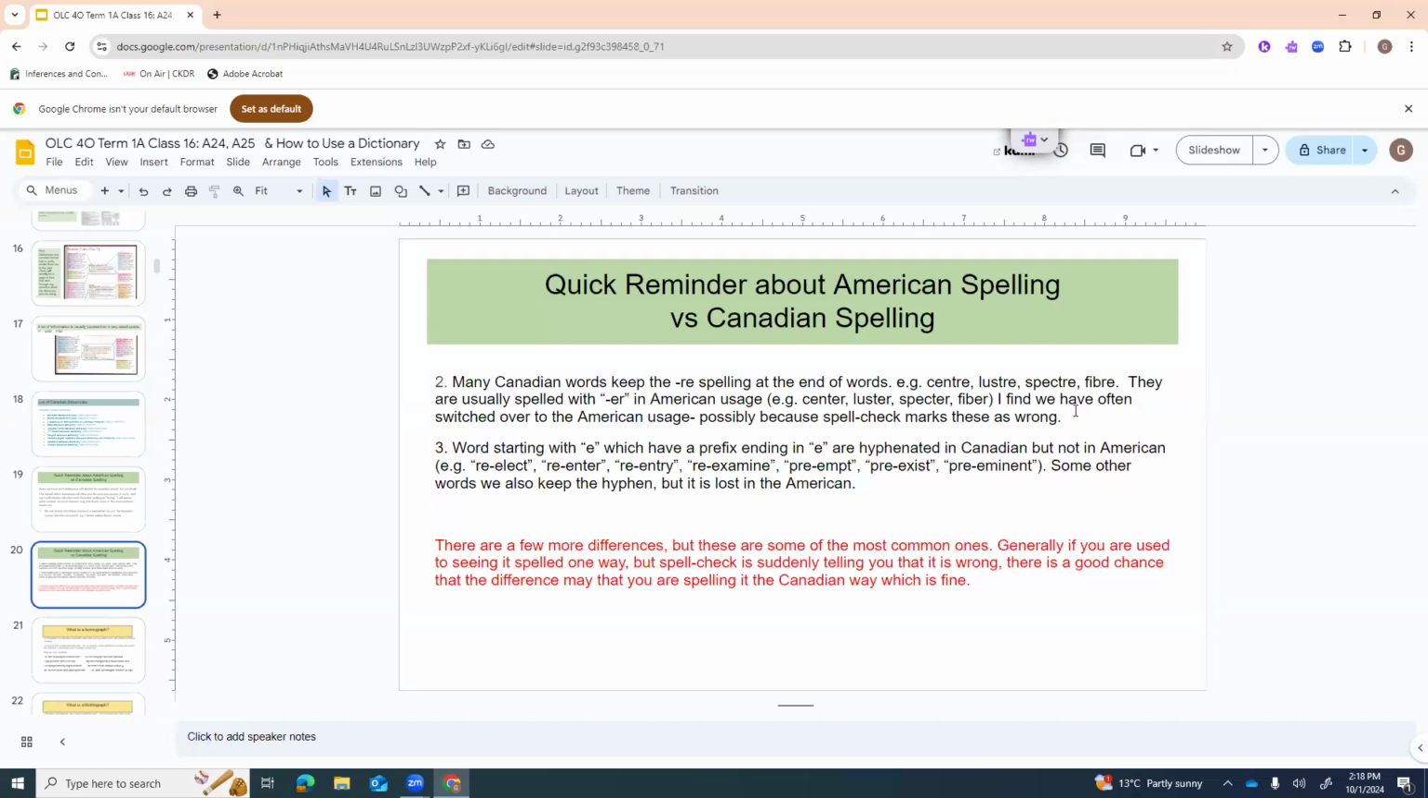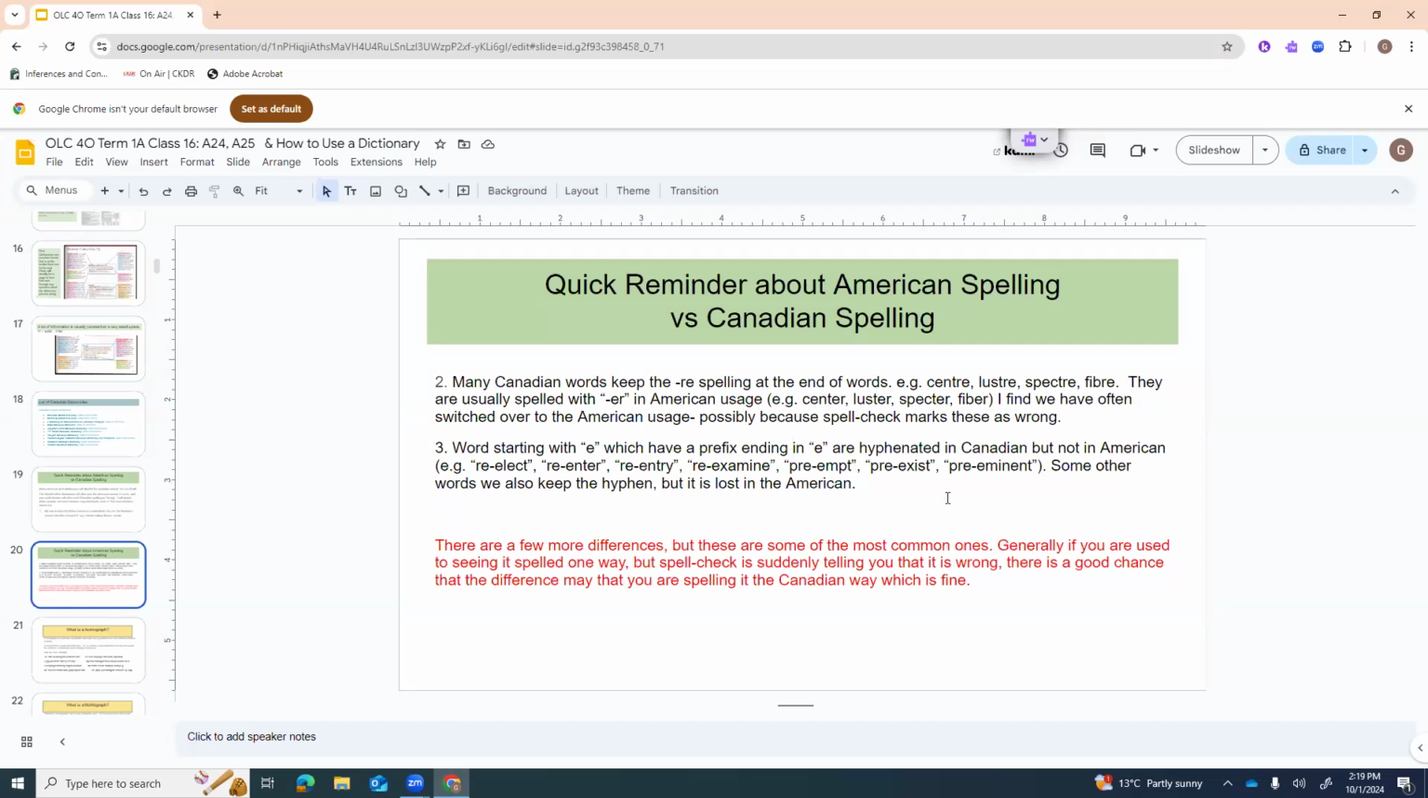The other thing is words starting with E that have a prefix that ends in E are hyphenated in Canadian, but not in American. So re-elect, re-enter, re-entry, re-examine. The Americans just run it together, which I think looks kind of funny, like reelect. I also have noticed in general, I don't know if it's spell check or Americans, but they don't like hyphens and they will often get rid of any hyphens, even when I know perfectly well that's a word that in Canadian spelling would have a hyphen.